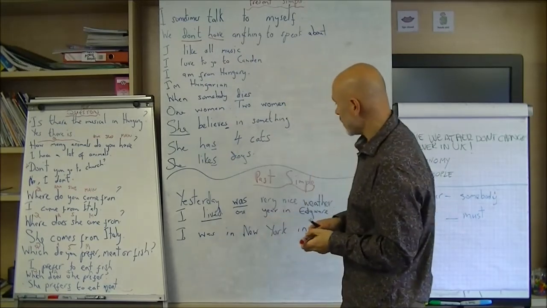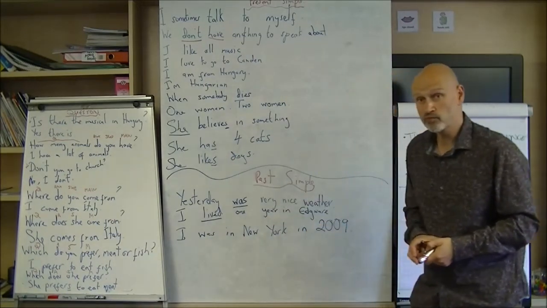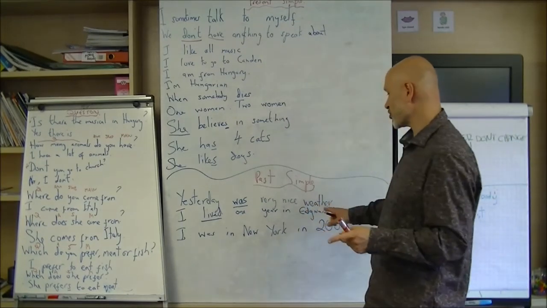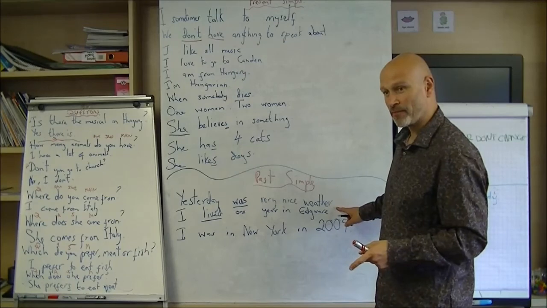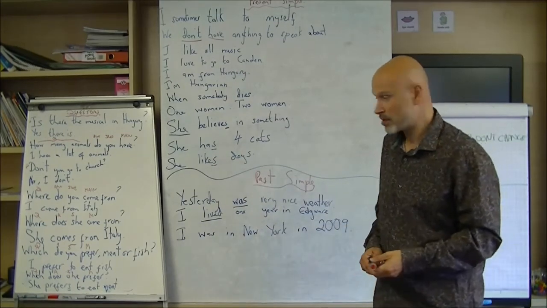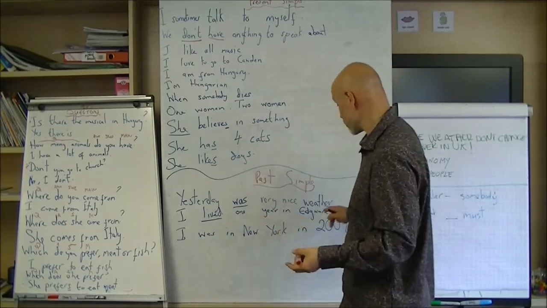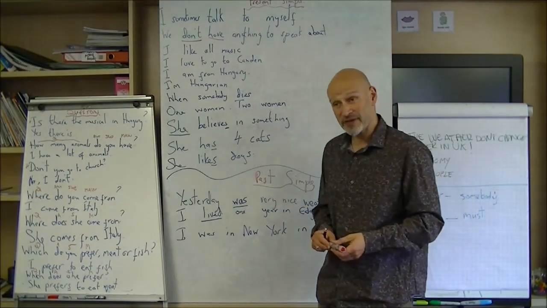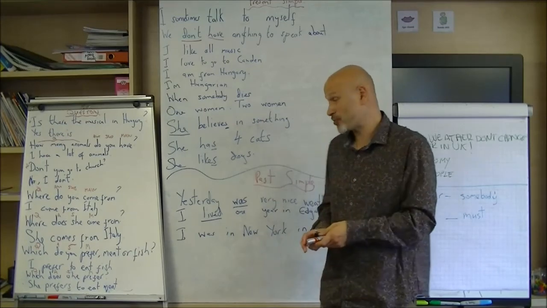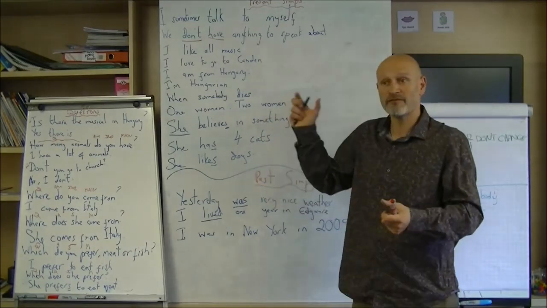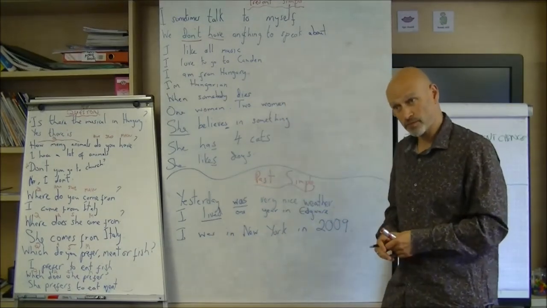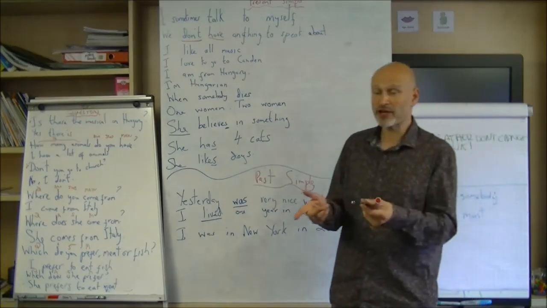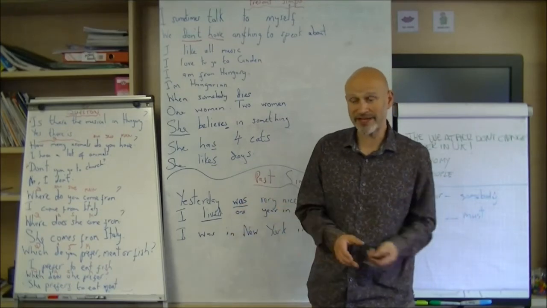Yesterday was a very nice day, no? Oh, you're right. But it's not a day. We're talking about weather, and weather is uncountable. So we don't say a very nice weather because it's uncountable. So yesterday was very nice weather. If it is a day, because a day is countable, you could say yesterday was a very nice day. That's difficult. So yes, you have to learn the difference between countable and uncountable nouns.